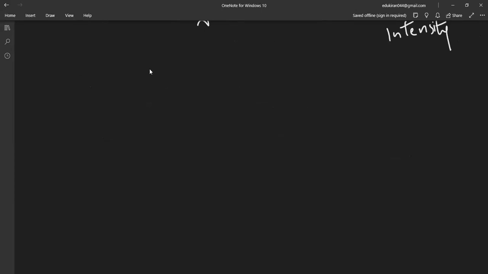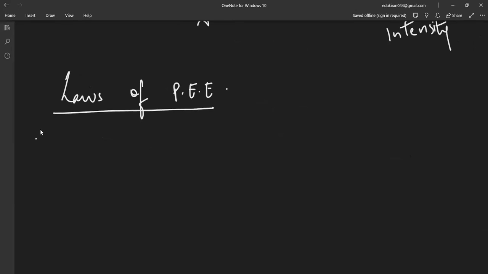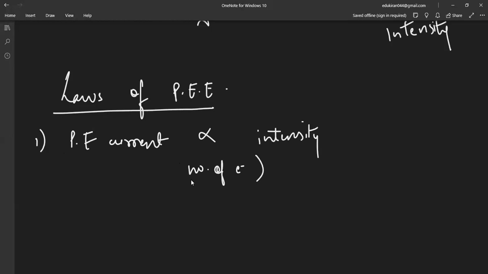Right? All these laws were based on Lenard and Millikan's conclusions. When we talk about the laws of photoelectric effect, the first law basically tells us that for a given photosensitive material and frequency of radiation, the photoelectric current is directly proportional to the intensity. The reason behind this is that the number of electrons, which we call photoelectrons, increases, so current increases. See, saturation current is directly proportional to the intensity of incident radiation.